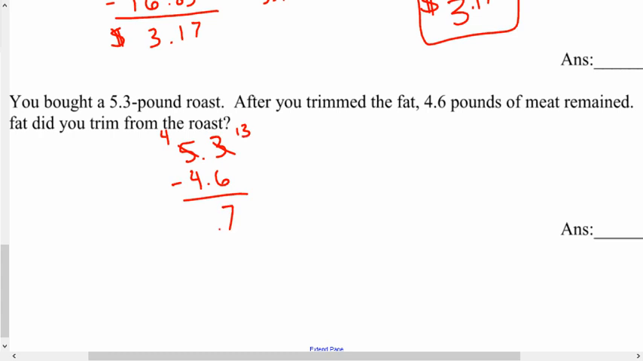That's 7, and 4 minus 4 is 0. So we actually threw away a half a pound of fat, right? A little bit more than half a pound, so 7/10 of a pound.